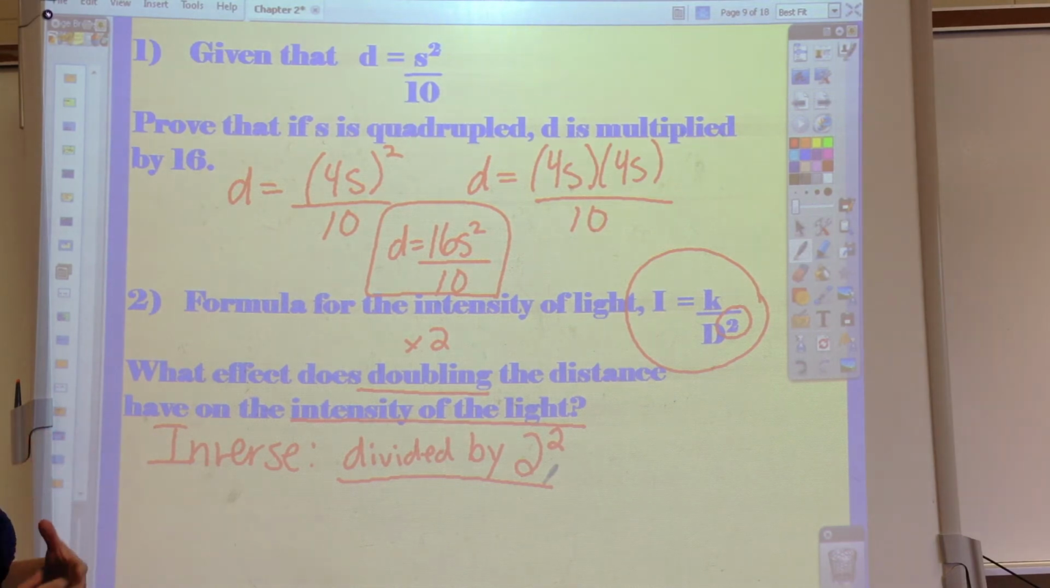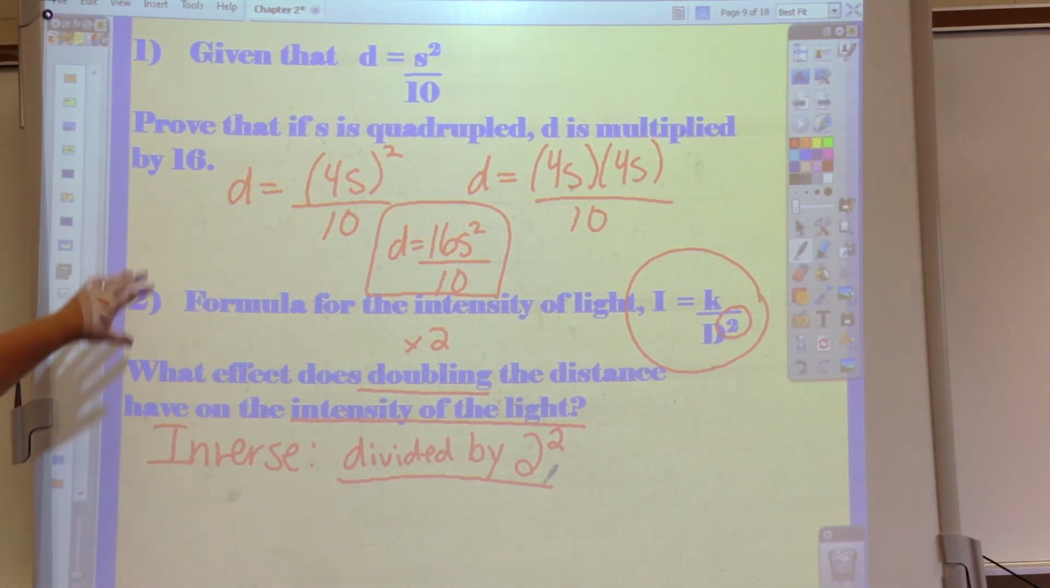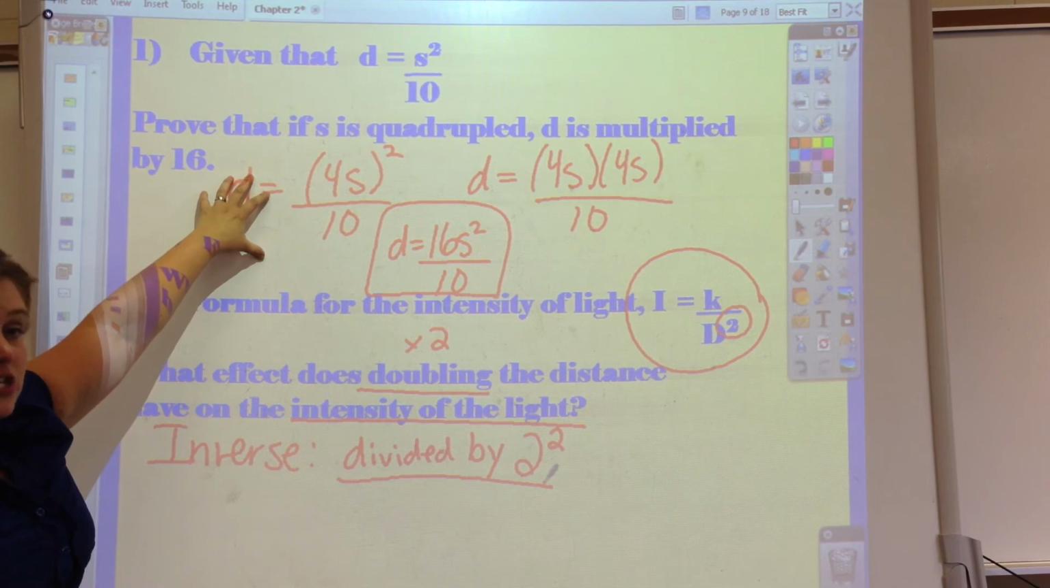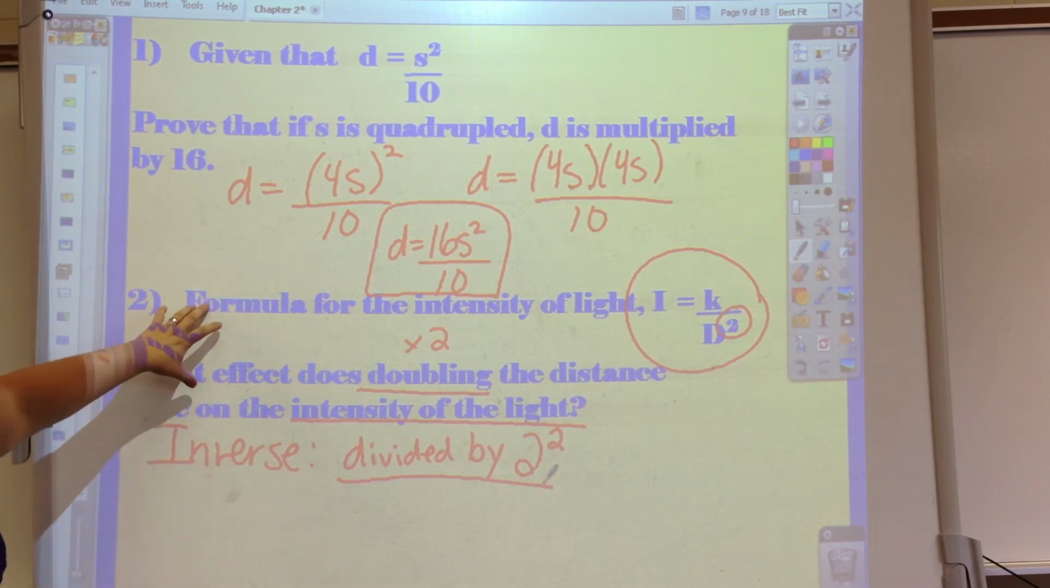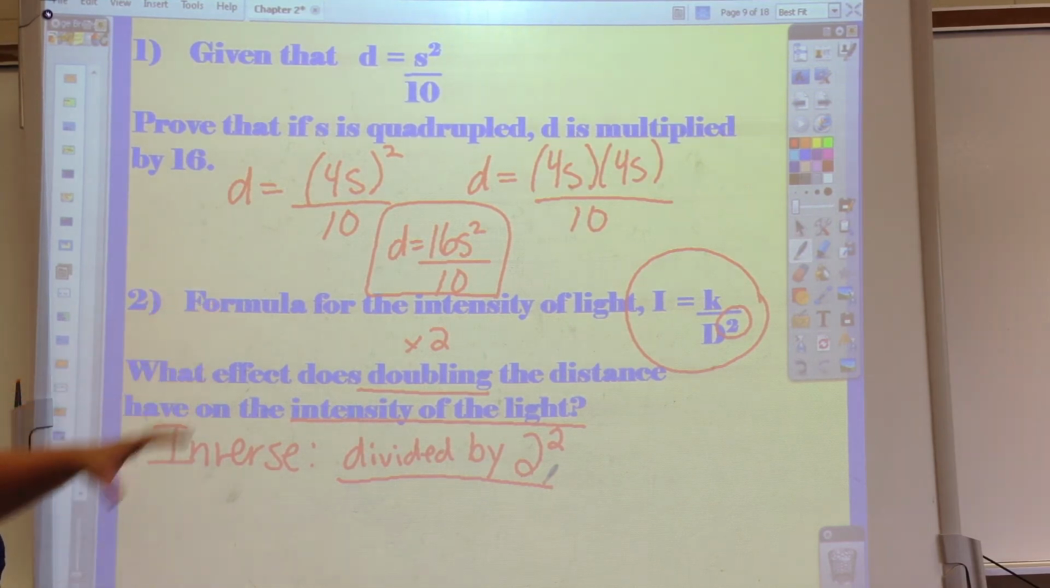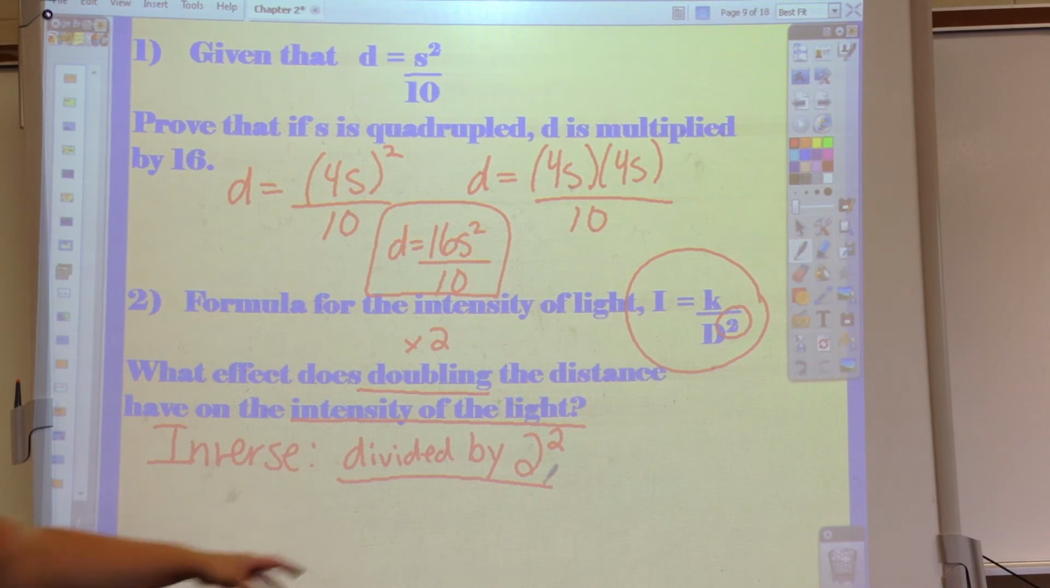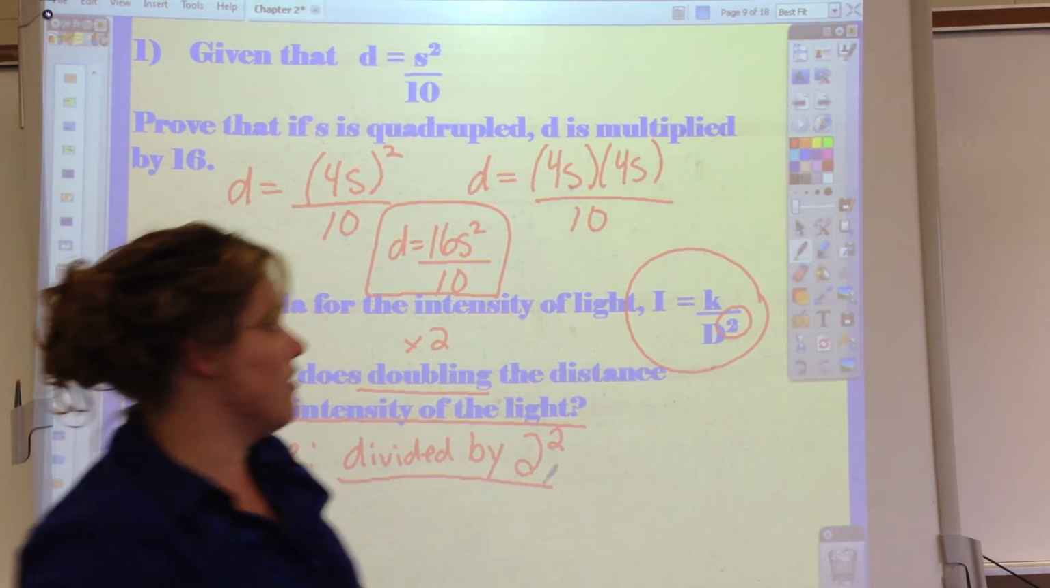So remember, when your variation is direct, the same operation happens, it just happens to the power of n. If your variation is inverse, the opposite operation happens also to the power of n.